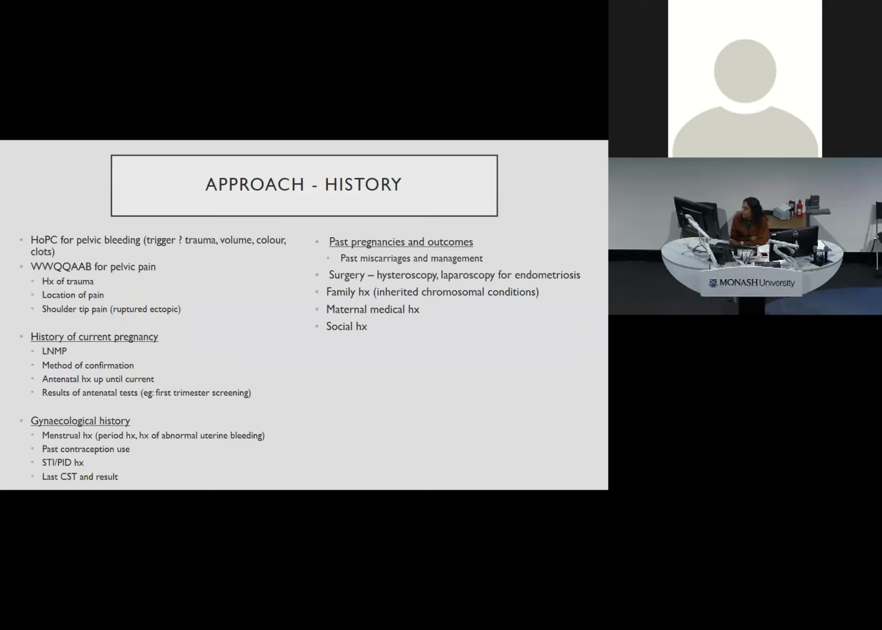I've listed family history there because in terms of miscarriages, a lot of miscarriages in that first trimester happen because of some chromosomal issue, most likely trisomies. So if there's something in the family that's inheritable, then that could also be leading to that presentation.